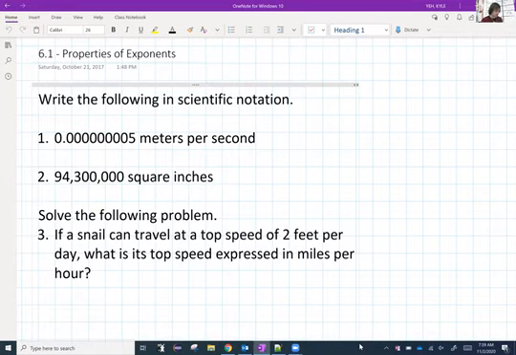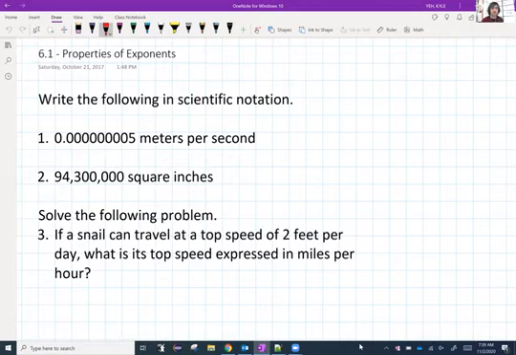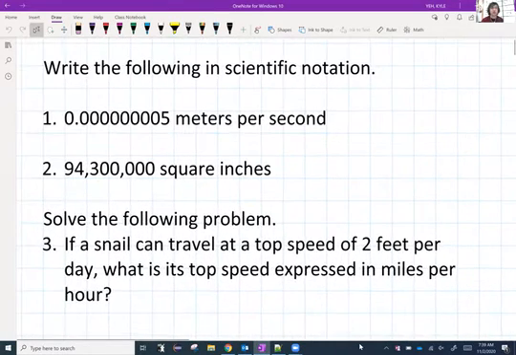But what I want to do is just go through these quick 3 problems. 2 of them are straight scientific notation. One of them is kind of a converting units problem. All really good things to know, important things to know as we move forward. So scientific notation, if you don't remember, is just a nice way of writing really big numbers or really small numbers.